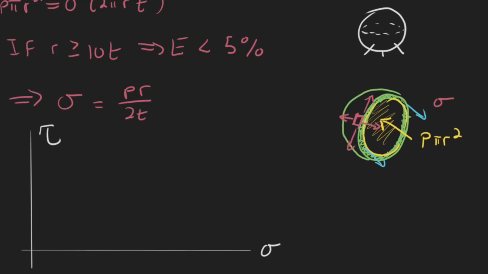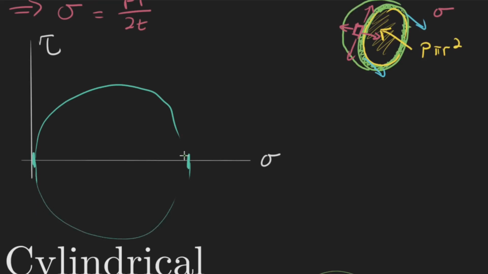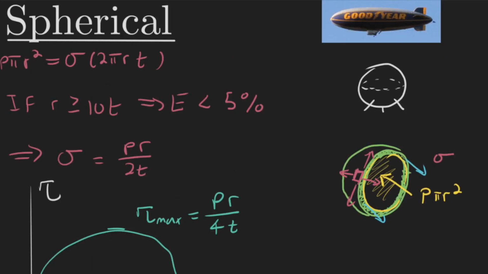Basically, I would have my tangential, which is this PR over 2T, and then I would also have a 0. That 0 would be the in and out of plane. And then my shear would look like this, right? And this would also go down because it's a circle, so it would go down like this. So basically my max shear would be PR over 4T because it would be half of this diameter, which is my sigma right here, PR over 2T. So yeah, that's about it for the spherical.